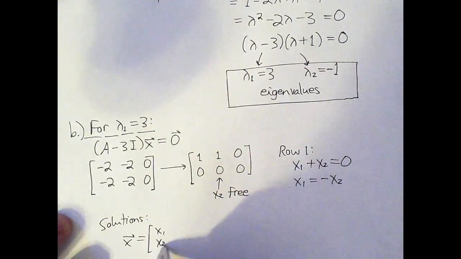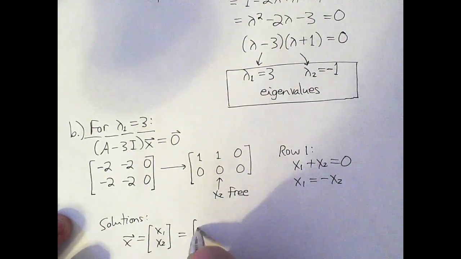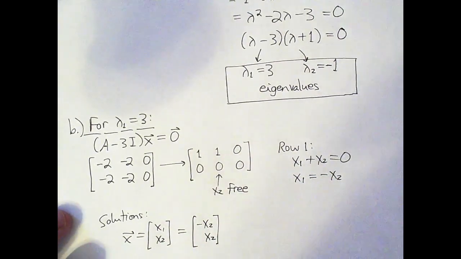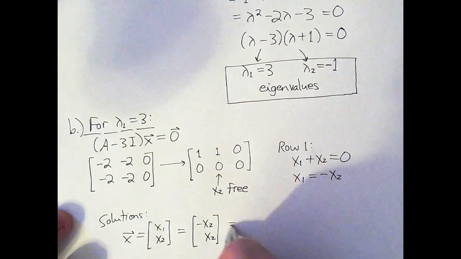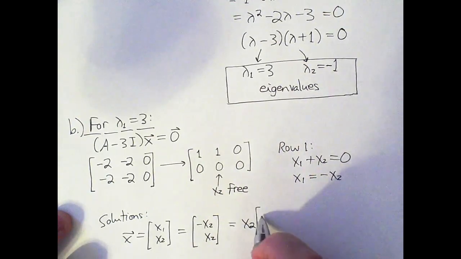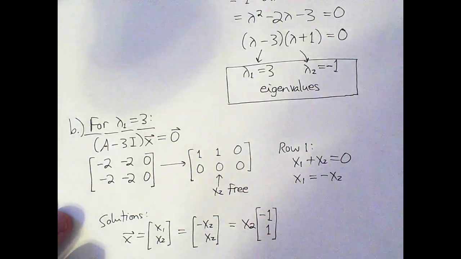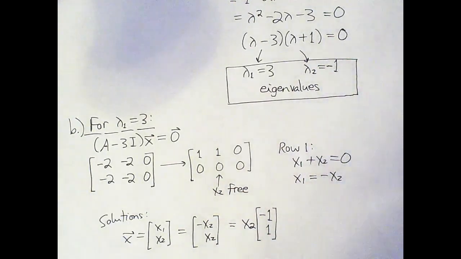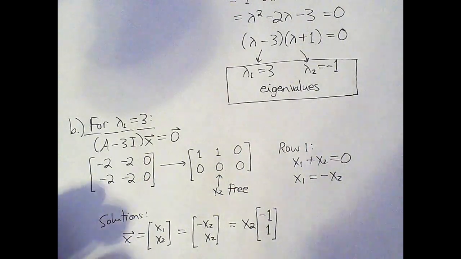Solutions are going to look like this, where x2 is a free variable. So we pull x2 out, and the vector that we have is (-1, 1). Now, this problem did not tell us we have to write a basis for the eigenspace. I know we did that in the previous lesson, but this one just said to find 2 linearly independent eigenvectors.